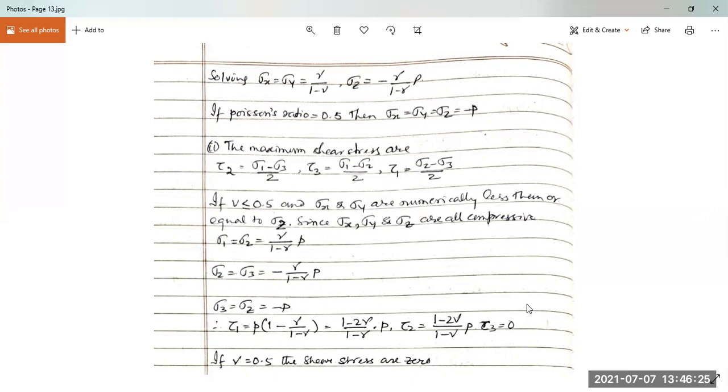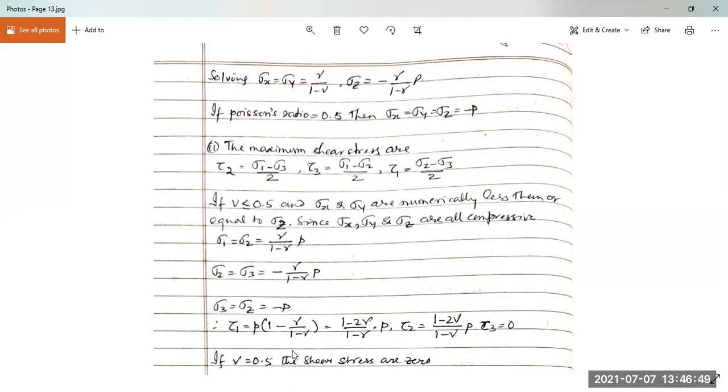Then sigma 2 is equal to sigma 3 minus gamma by 1 minus gamma into p. So gamma 2 is gamma minus into 1 by 1 minus gamma into p. Here gamma 2 has a minus sign. This is tensile and this is compressive in nature. And gamma 3 is equal to minus p.